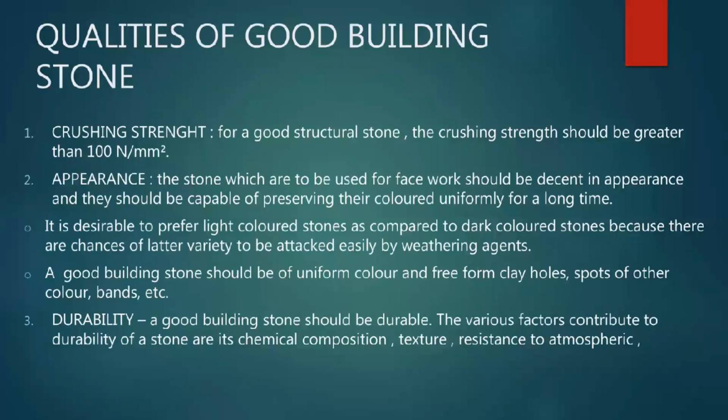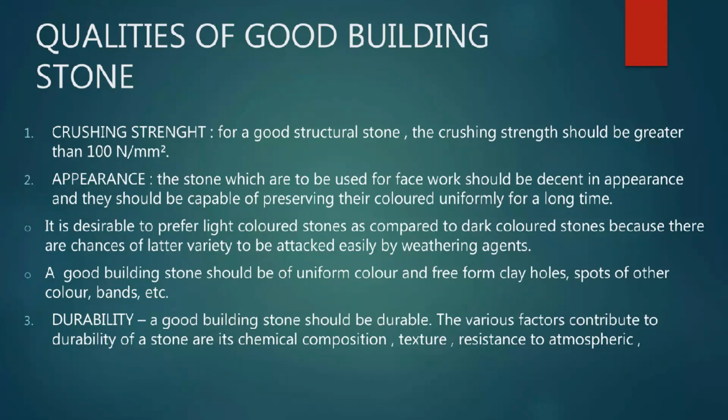We are using stone, but what are the qualities and criteria we need to look for in a good building stone? First is crushing strength. For a good structural stone, the crushing strength should be greater than 100 Newton per mm square. Appearance: it should have a good appetizing appearance. It is desirable to prefer light colored stones over dark colored stones, because the latter variety is attacked more easily by weathering agents. A good building stone should be of uniform color and free from clay holes, spots of other color, bands, etc.